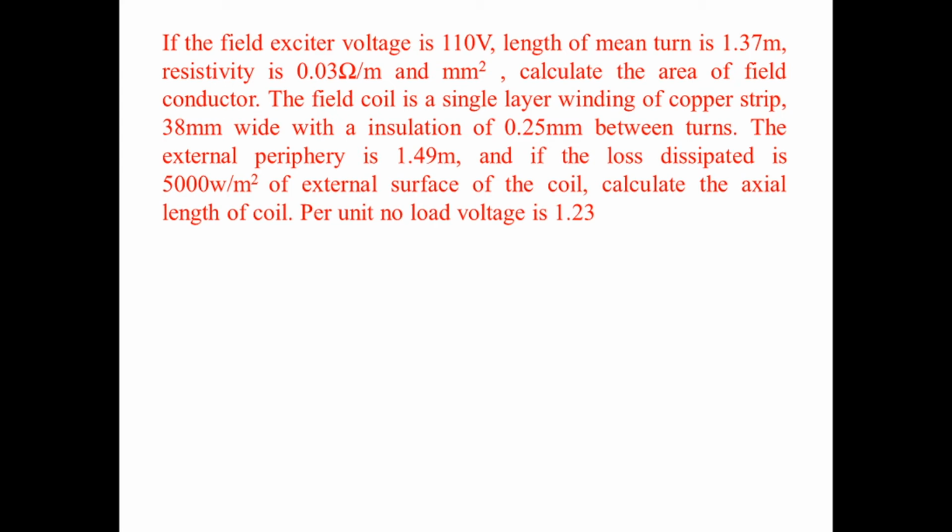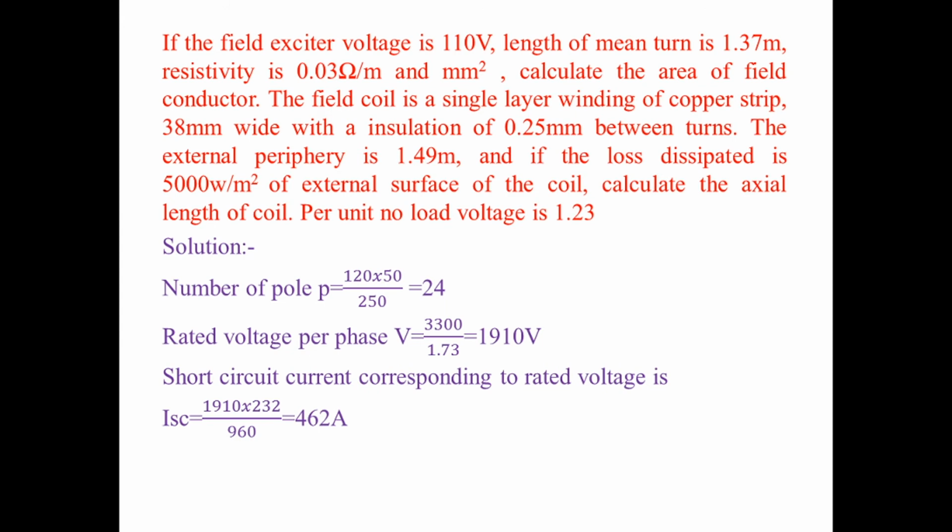So per unit no load voltage is given by 1.23. So for calculation, per unit no load voltage is given by 1.23. So first step is we need to calculate the number of poles, that is P. Number of poles is given by 120 f by P. So here P is equal to 120 f by Ns, synchronous speed. So 120 into 50 Hertz machine with 250 RPM is the speed, if you see in the statement of the problem. So number of poles we will be getting 24.